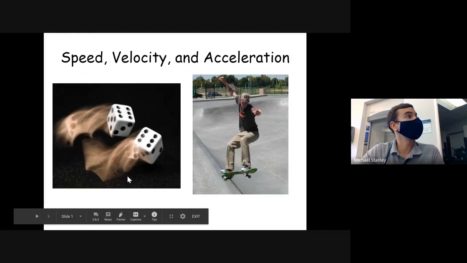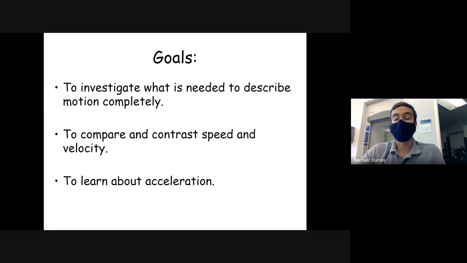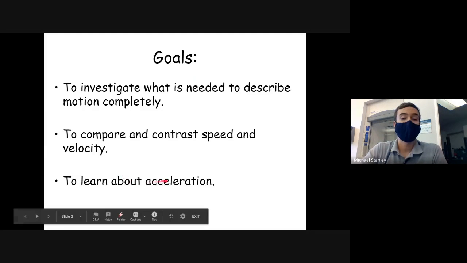There are a couple of things that I'm planning on having us hit on today. I want to go over how we can describe motion. When things move from one place to another, what are some of the different ways that we can describe how they moved? We're going to compare and contrast speed and velocity. They are very similar, but not the exact same, and we're going to talk about how that is. And then we're going to talk a little bit about acceleration, what exactly acceleration means in the context of physics.